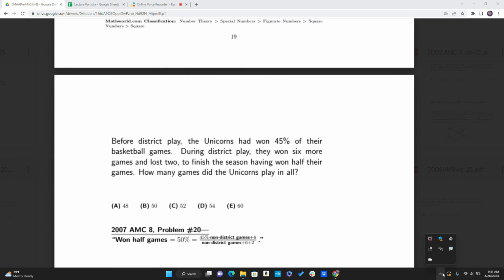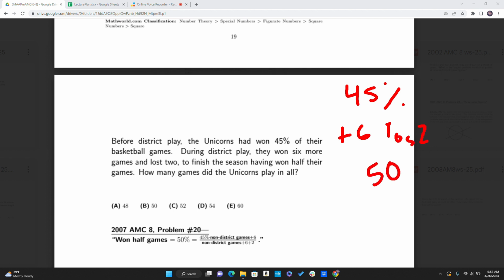Okay, before district, the Unicorns won 45% of their games. During, they won 6 more games and lost 2. To finish the season, having won half their games, how many games did the Unicorns play in all? So, they won 45%. Then they won 6 more games, and lost 2. And now they've won 50%. Now they've won half. So how many games did the Unicorns play in all?